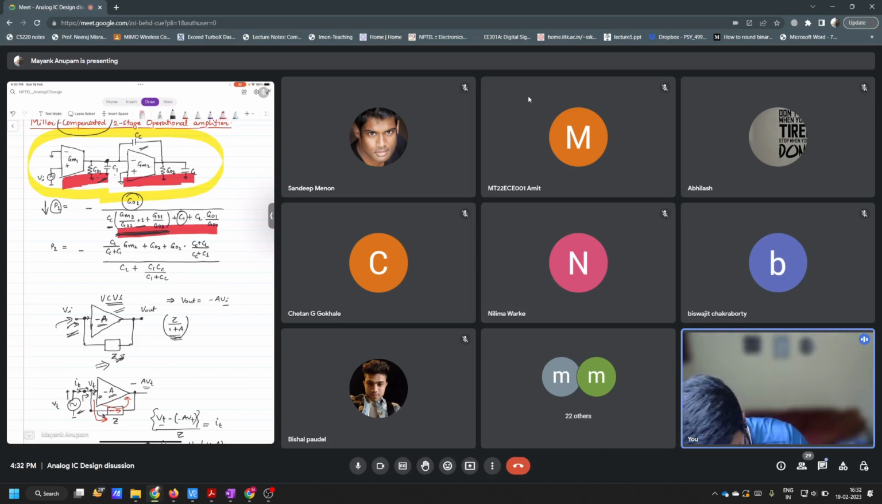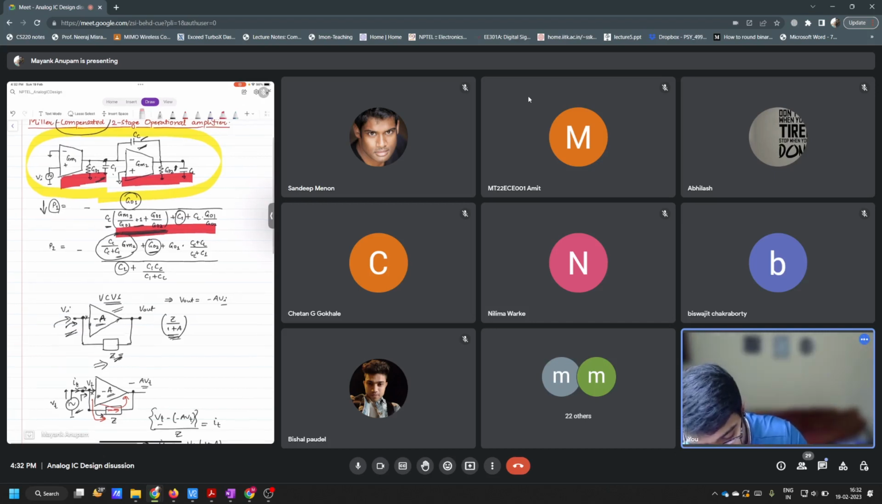For pole P2, without this capacitor CC, it would have been GO2 divided by CL, correct? Now with this capacitor CC here, this factor comes in, GM2 into CC by CC plus C1, correct? And you know that GM2 will be much larger than GO2, because we want the gain of this block to be high, so GM2 divided by GO2 will be much greater than 1. So effectively pole P2 has gone up. Its location has moved further away from the UGB.